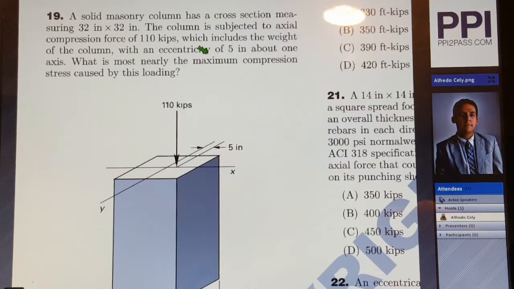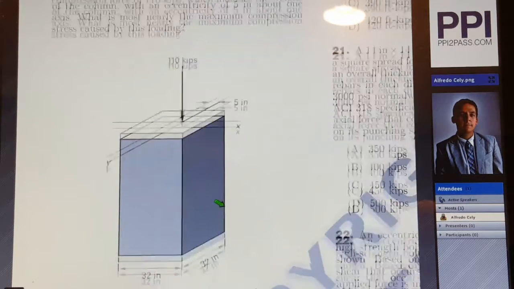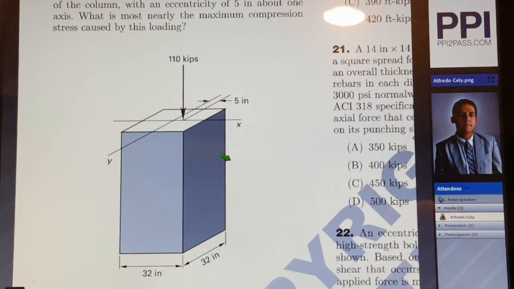See, the eccentricity is measured as 5 inches, as given in the problem prompt, and is shown on the diagram. Because the column is 32 by 32 inches, then the distance from the center of the column to the edge is just going to be half of that, which is 16 inches.